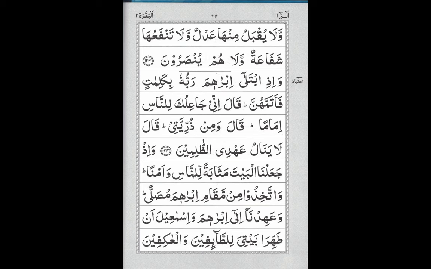Mathabata lin-nasi. So noon will have the ghunnah rule. Lin-nasi. And the ta joins on to the la. Tali. So mathabata lin-nasi. Mathabata lin-nasi.